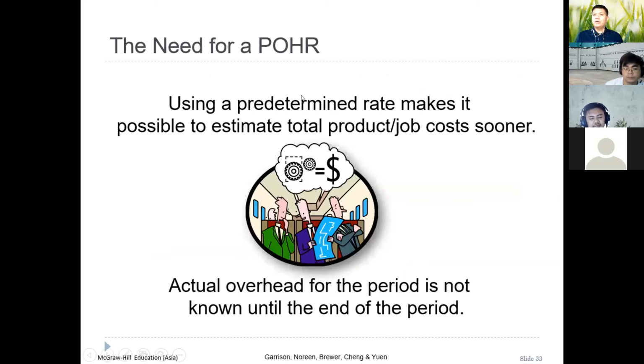Okay, the need for a predetermined overhead rate. Using a predetermined rate makes it possible to estimate the total product or job cost sooner. Ito yung sinasabi ko kanina, no? Like, if you talk of electricity bill, it doesn't come at the end of the period. So actual overhead for the period is not known until the end of the period. Or sometimes, even after the end of the period, it is still not known.